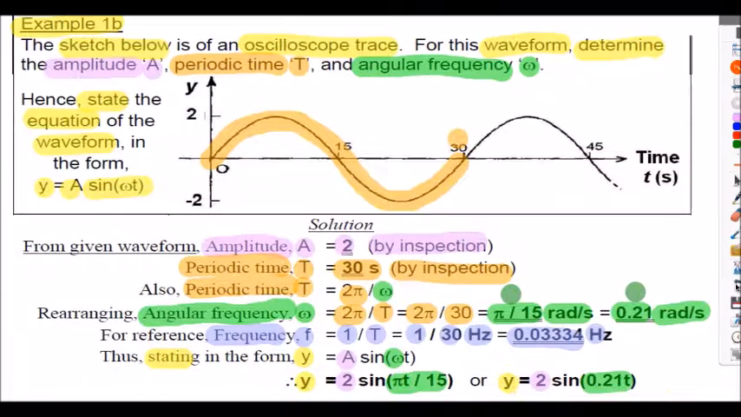Note we should have a unit for y, but in this particular example y is not being defined, so we have no units. For reference, if y had been in terms of current, then the units would be amps. If y had been in terms of velocity, then our units of y would be meters per second, etc., etc.